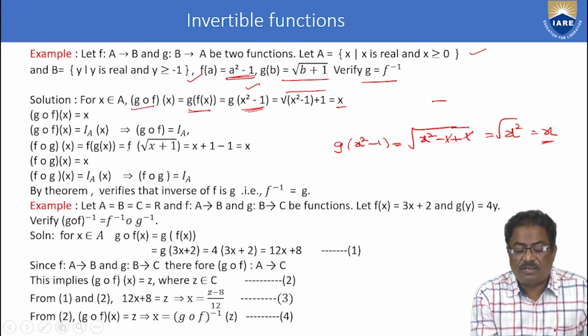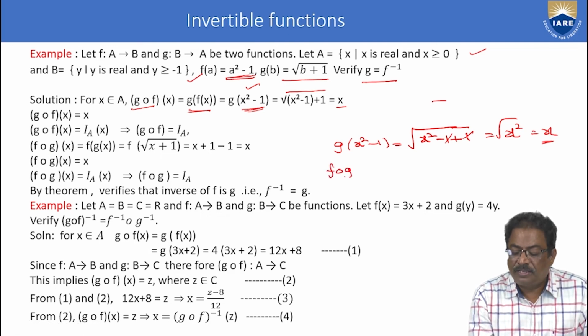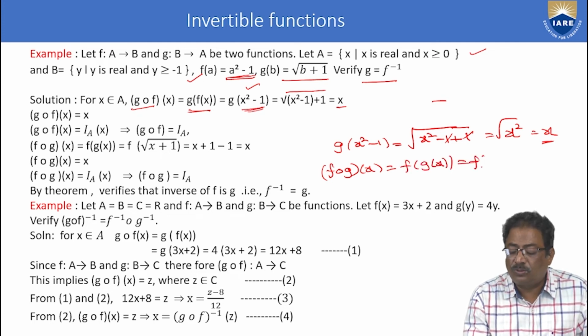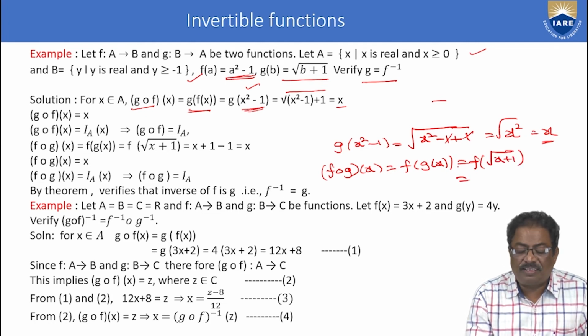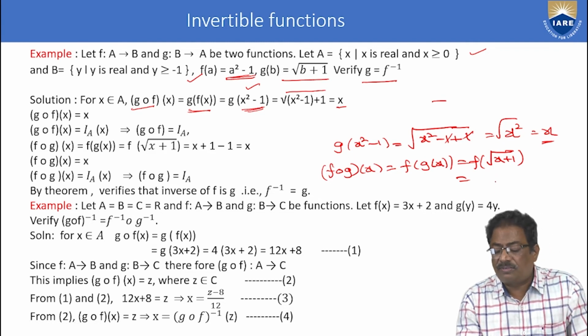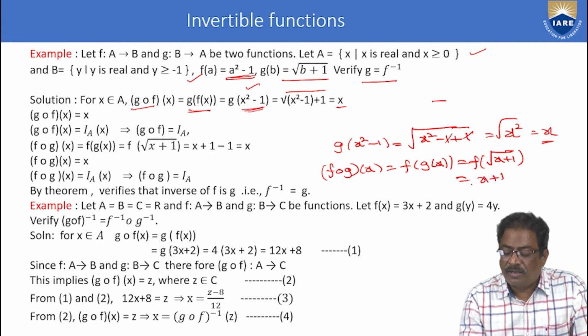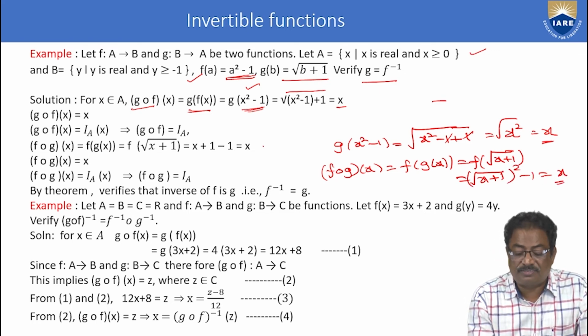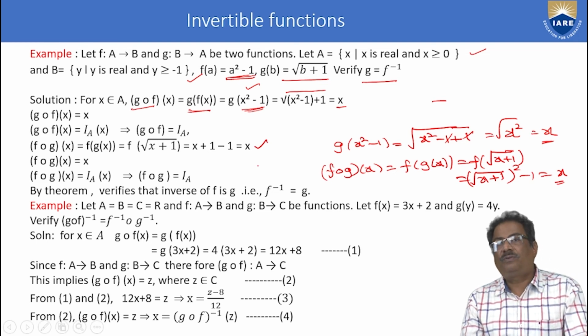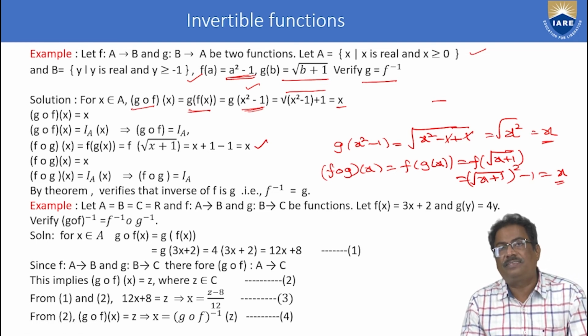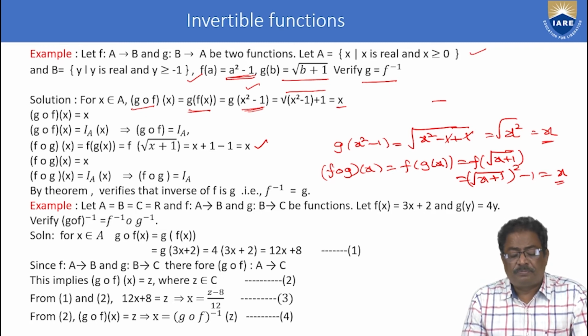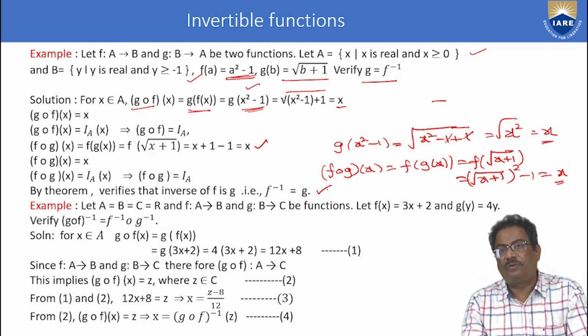Similarly, I am just taking f of g of x. What is g of x? It is root of x plus 1. So it is f of root of x plus 1, which is under square root whole square minus 1. So we are going to get x. So we can say that one is the inverse of the other. Now g is equal to f inverse.